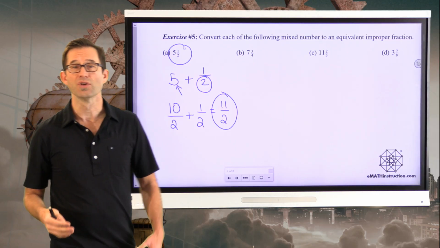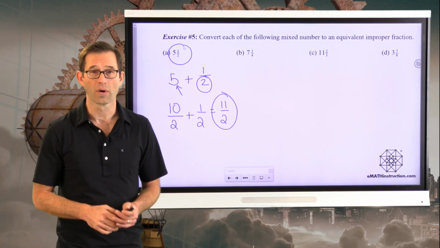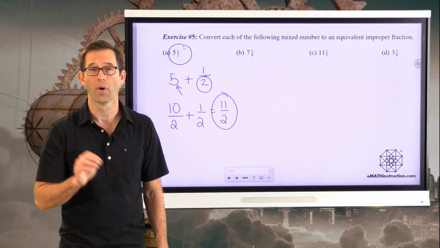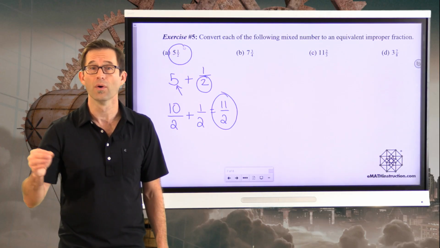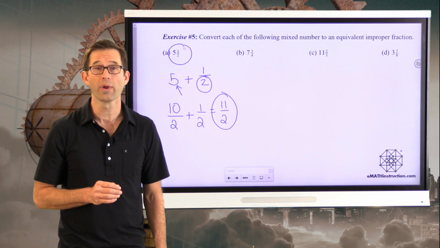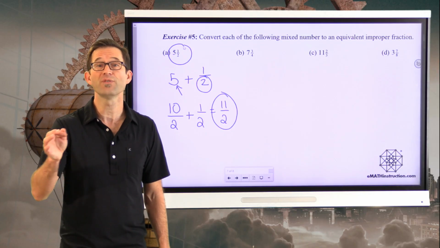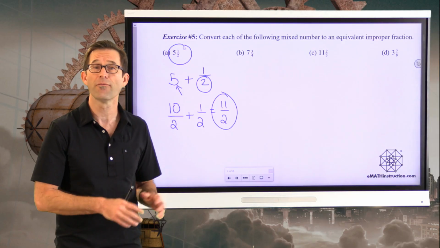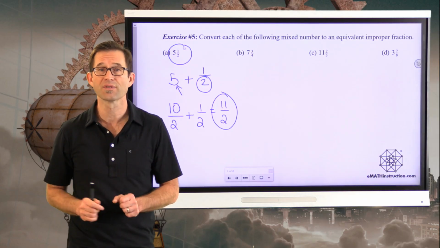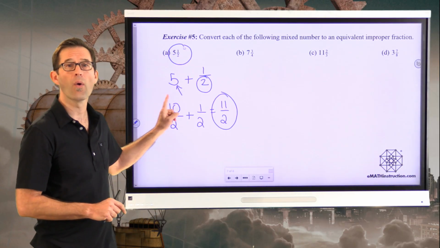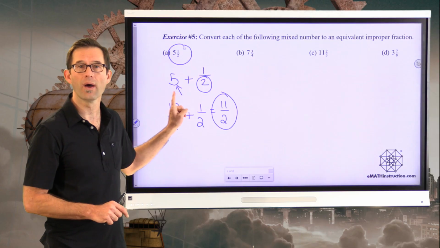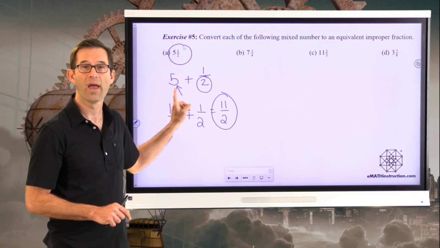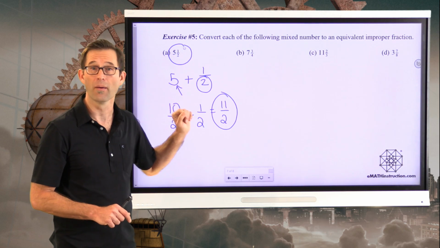And again, I want you to just think about it. If I had 5 candy bars, right, and I cut them up so that I had halves of candy bars, I would have 10 of those halves. If I cut them up into 3 parts each, I'd have 15 of those thirds. If I cut them up into 8 parts each, I'd have 40 of those eighths. So it's really easy to figure out what kind of fraction that whole number represents with that denominator by just taking that denominator and multiplying it by that whole number.